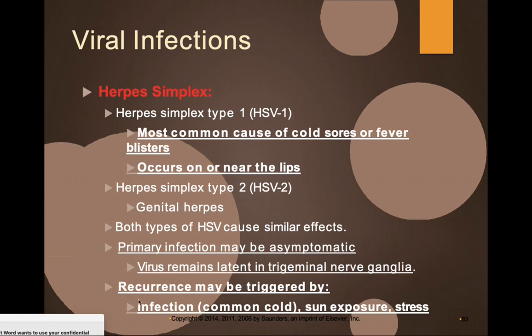The primary infection may be asymptomatic, and the virus can remain latent in the trigeminal nerve ganglia. If you remember cranial nerve 5, the trigeminal nerve has these three divisions: the ophthalmic division to the eye, the maxillary division to the upper jaw where the zygomatic bone is, and then the mandibular division. The recurrence may be triggered by infection, a common cold, sun exposure, and stress. Very, very commonly with stress.